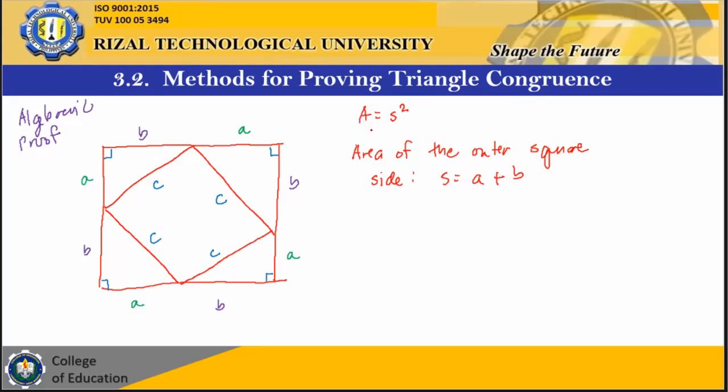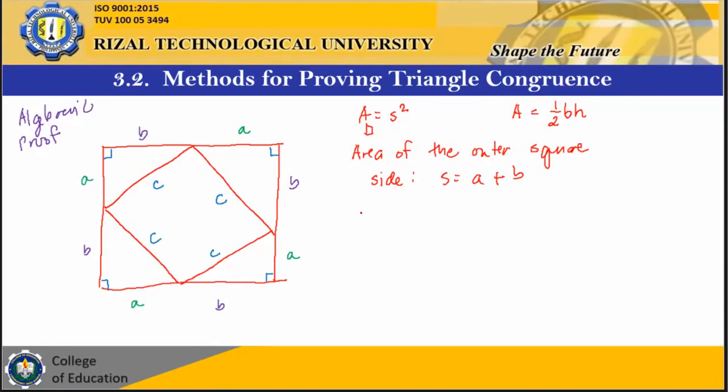Okay, next. And then, the formula for finding the area of a triangle. The formula for finding the area of a triangle is what? Naalala niyo pa ba ng elementary kayo? We have 1/2 base times height. Okay, 1/2 base times height.